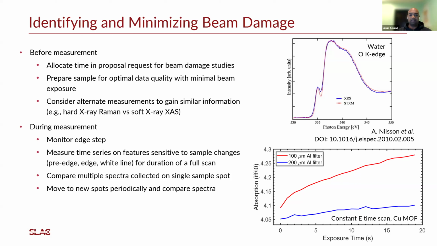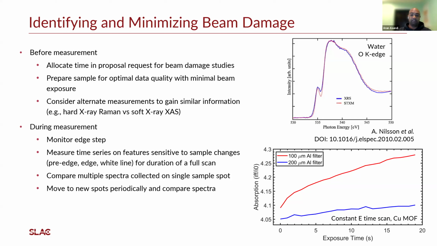During the measurement, the user should perform checks to see if the sample is experiencing beam damage. So one important metric to watch out for is the edge step to see if it changes over time, as this may be a sign of particle agglomeration or dissolution of a species. The user should check for beam damage before starting data collection.